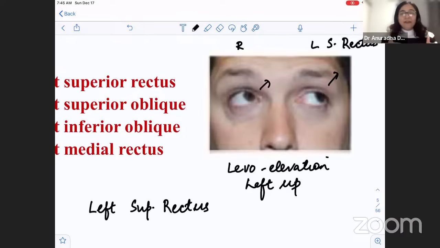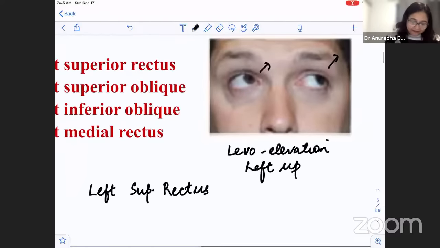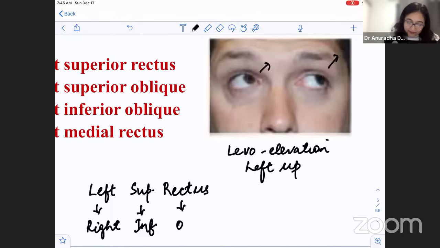Right? And I have always told you how to find the other muscle. How to find the other muscle? The left will become right, superior will become inferior, and rectus will become oblique. So that is your combination. So these are the two yoke muscles, beta. Left superior rectus, right inferior oblique for levoelevation. So this is the way you will be doing this question. Okay, simplest way. Don't go to the choices. You will get confused. First, make your own answer and then match the choice from there.